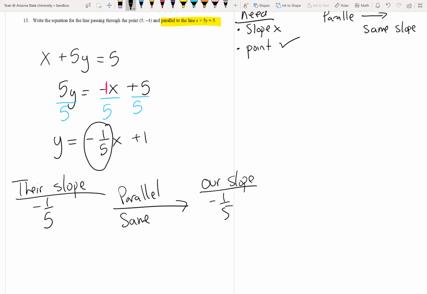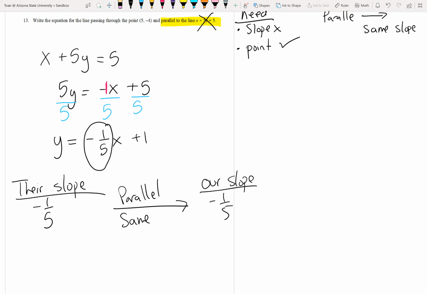That is the only thing I'm going to extract or use from this equation. So now that I have my slope, I am done with this guy. A common mistake I saw in the test is people want to use it some more. So no, we have a slope now. We have a point now. Use that information to write an equation of a line.